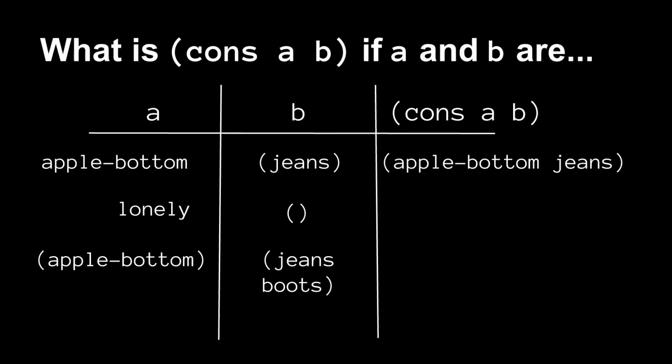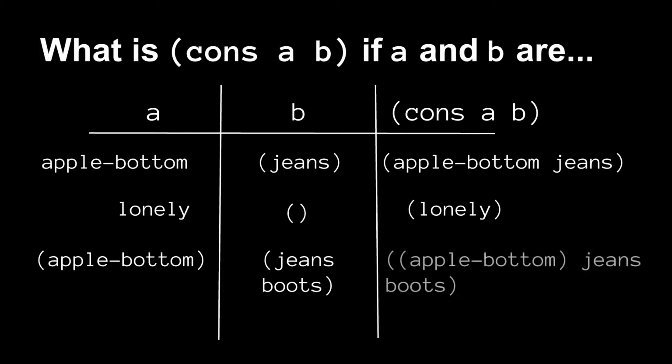So what about the atom lonely to the empty list? That'll get you the list lonely. But what if you do the list of apple bottom concatenated to the list of jeans boots? Well, what happens is you get the first element as the list of apple bottom, and then the rest of the list in B tacked on to the end.